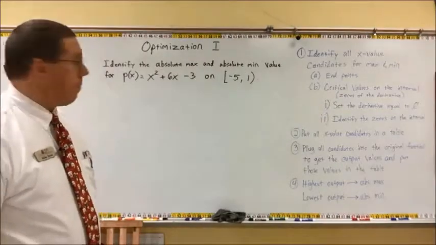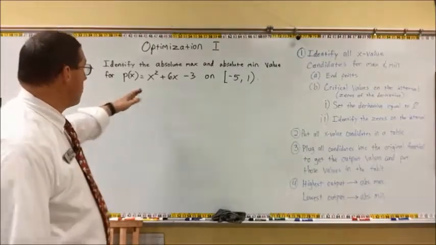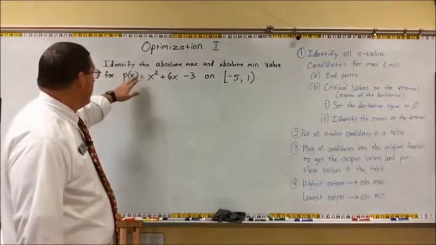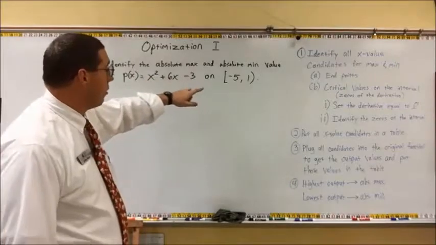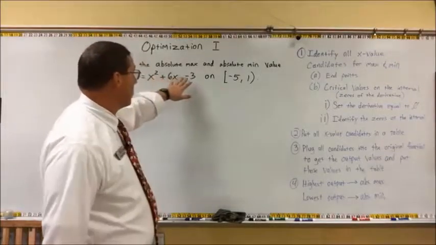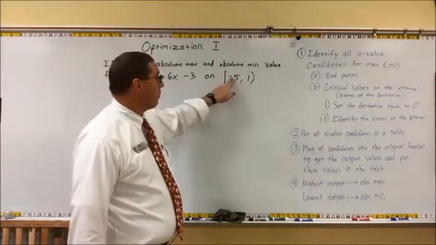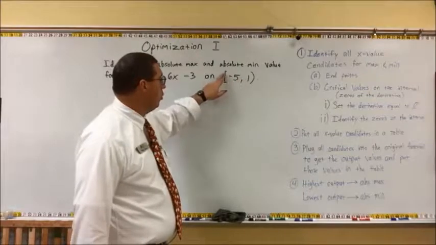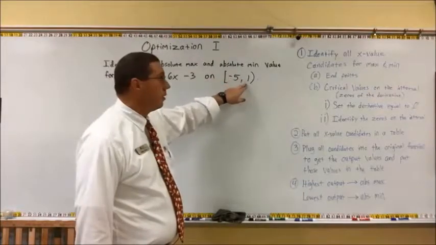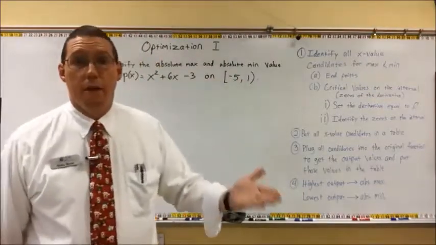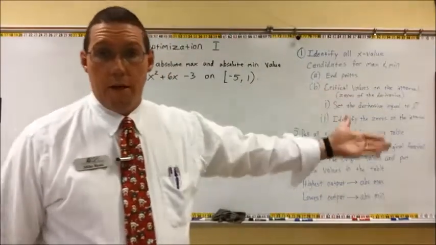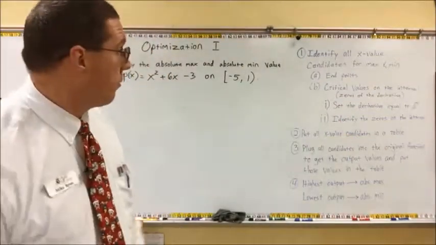All right, for this example, we've got a quadratic. So this one's kind of easy, but we have an issue here. Do you see our interval? So you've got x squared plus 6x minus 3, but on the interval from -5 to 1, where we're including -5, but we are not including 1. The interval is open on the other endpoint.